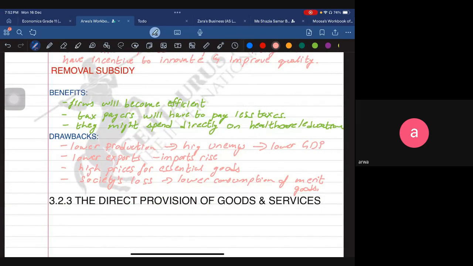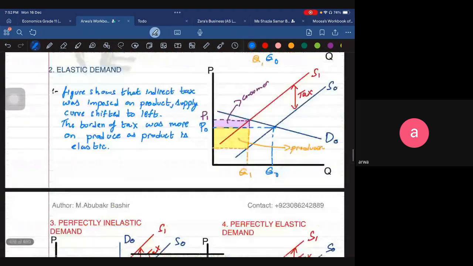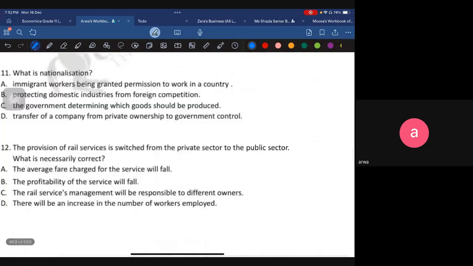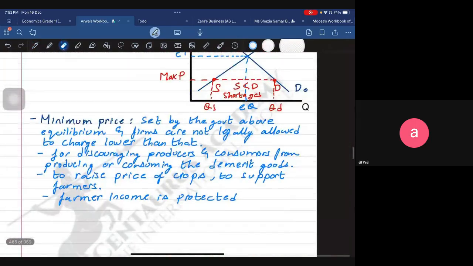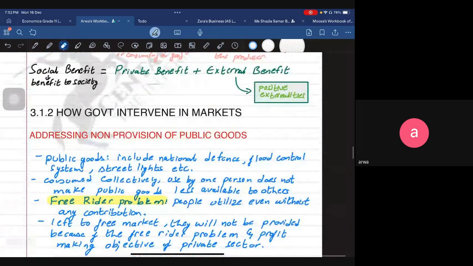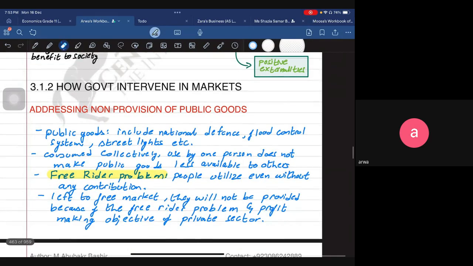Okay, now the next thing is the direct provision of goods and services. We have already talked about this somewhere. Let me check where we have done that. In the other chapter. I just want to mark the area. So how government intervenes in addressing non-provision of public goods. So direct provision of the goods, right?